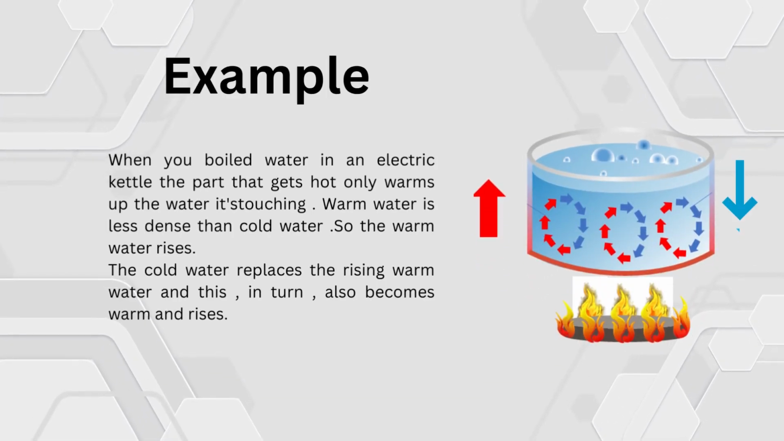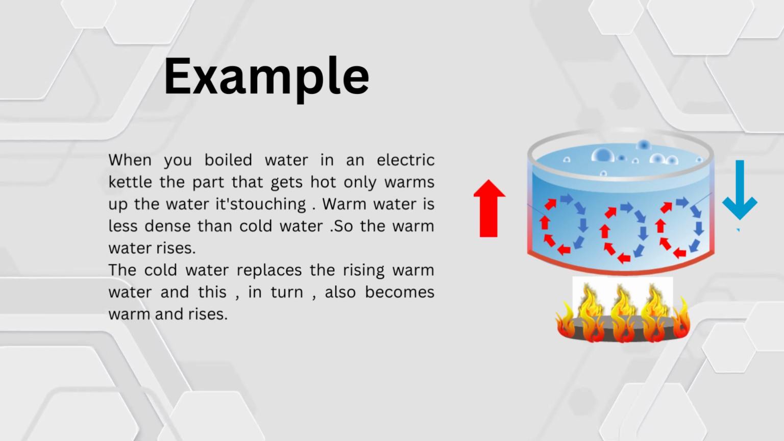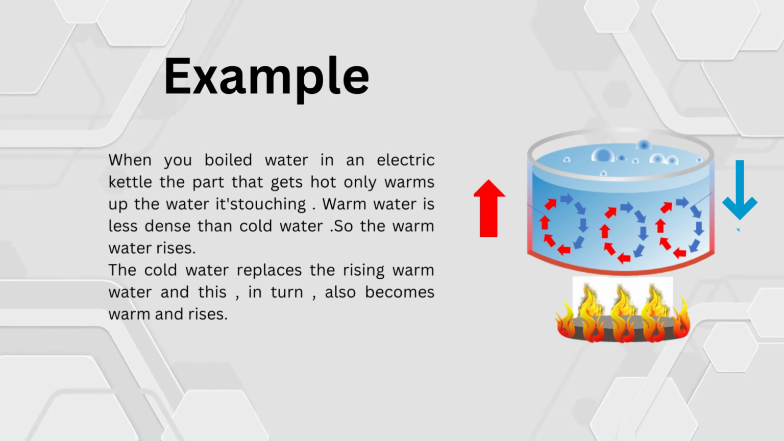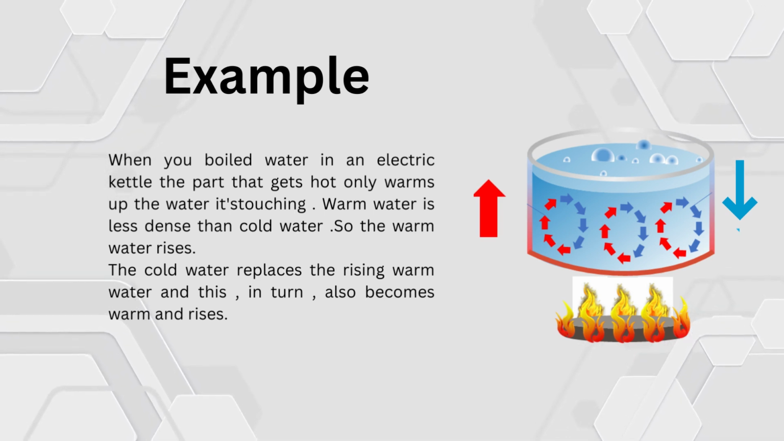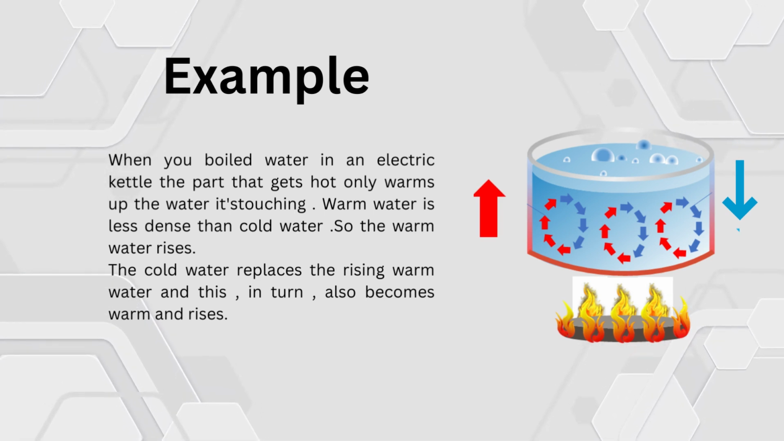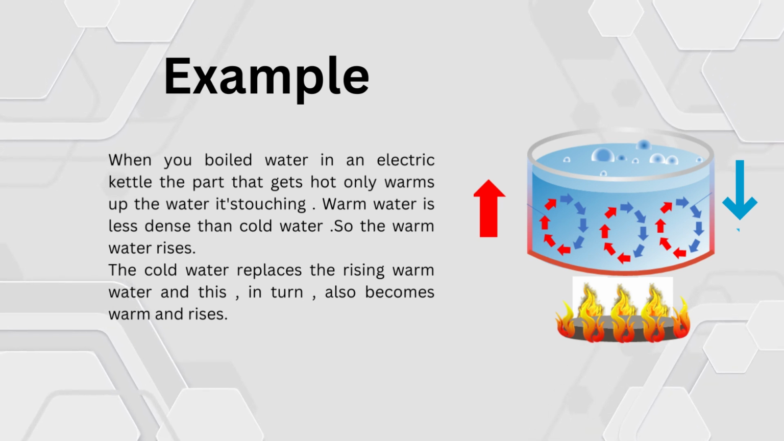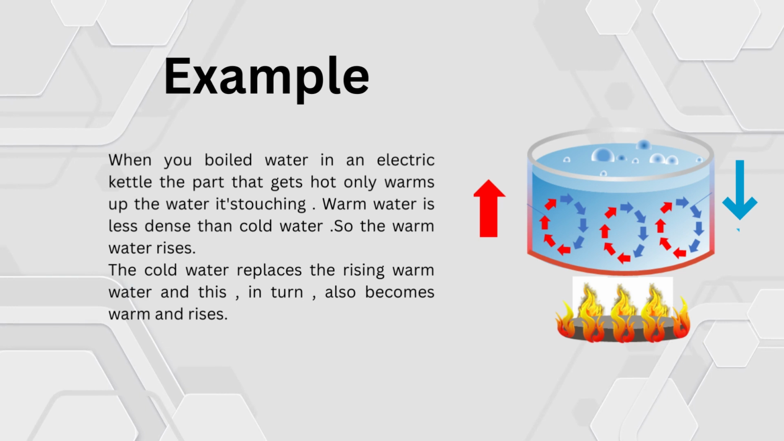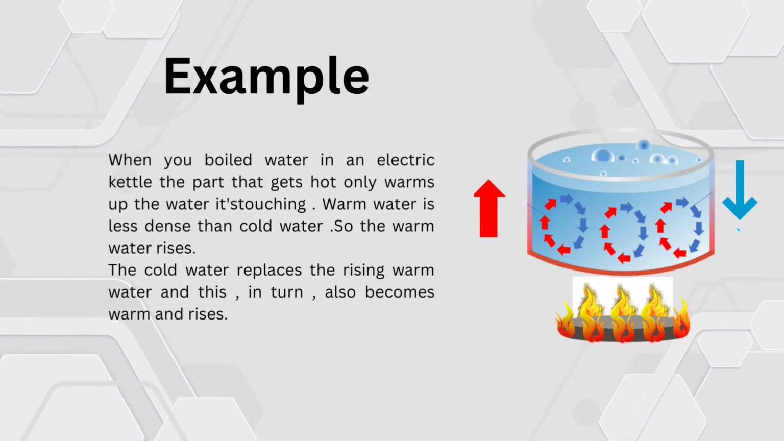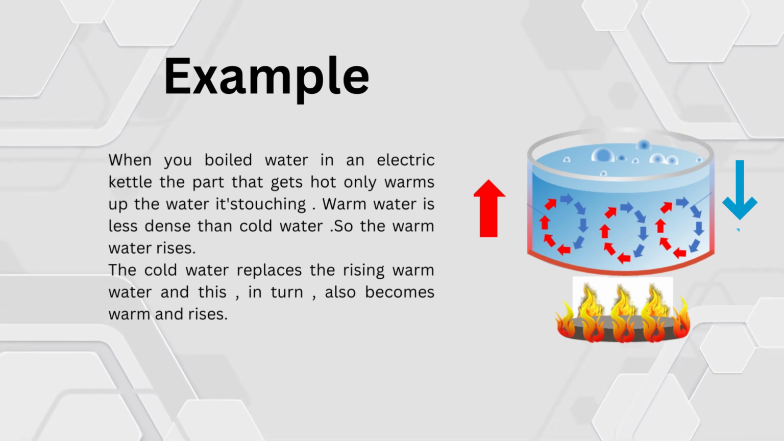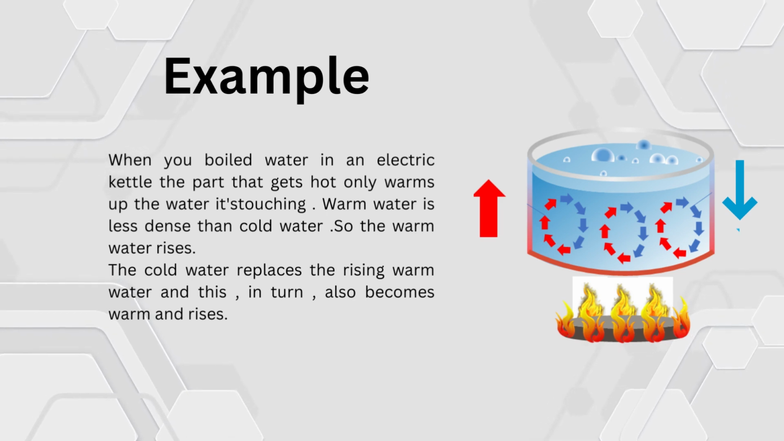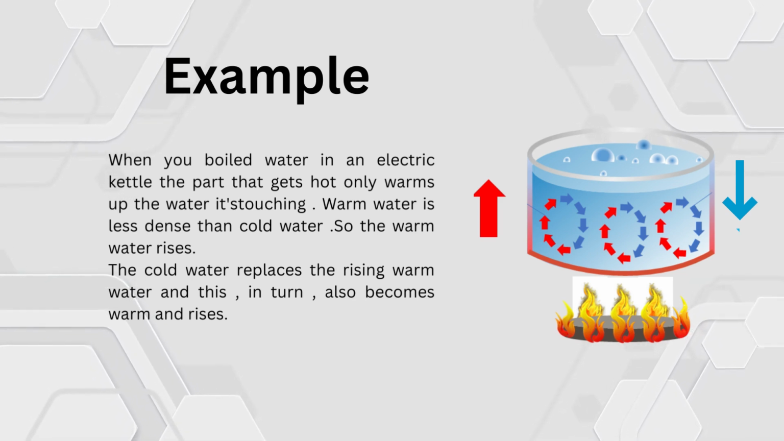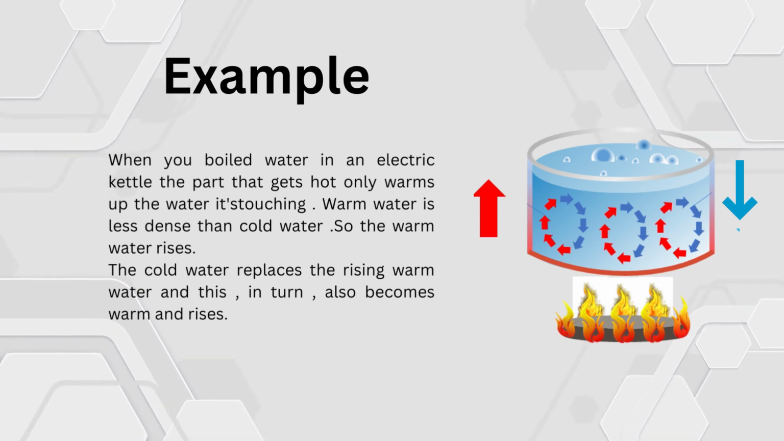Let's see the example of convection process. For example, when you boil water in an electric kettle, the part that gets hot only warms up the water it's touching. Warm water is less dense than the cold water, so the warm water rises. The cold water replaces the rising warm water, and this in turn also becomes warm and rises. So a continuous circulating stream is set up in the kettle. This is called a convection current.